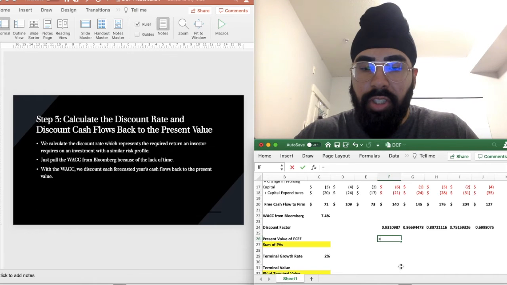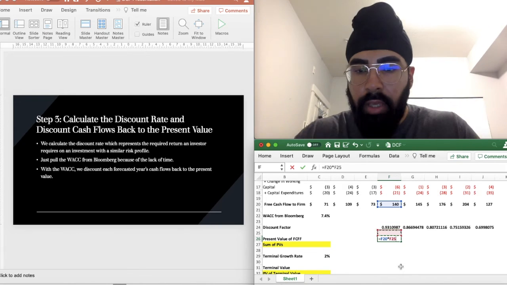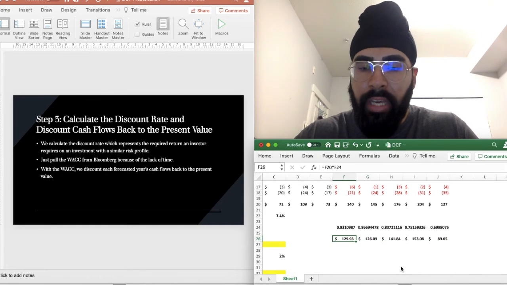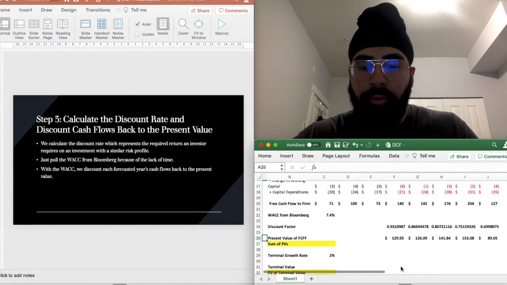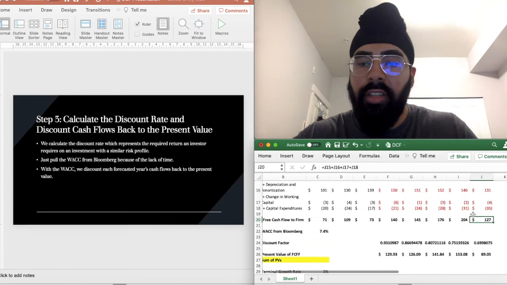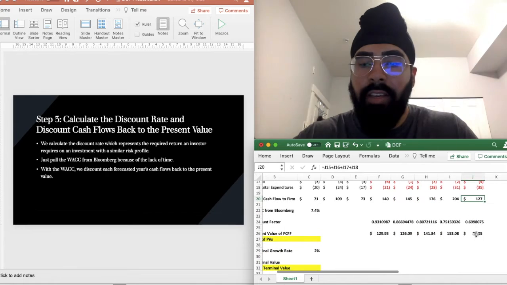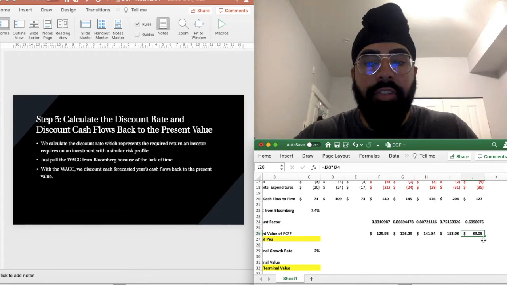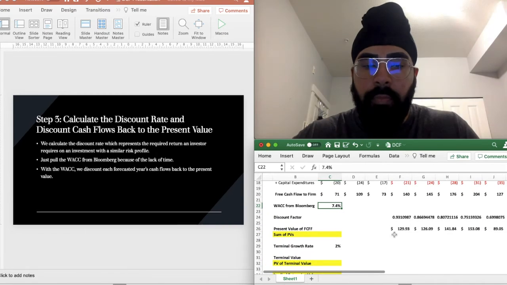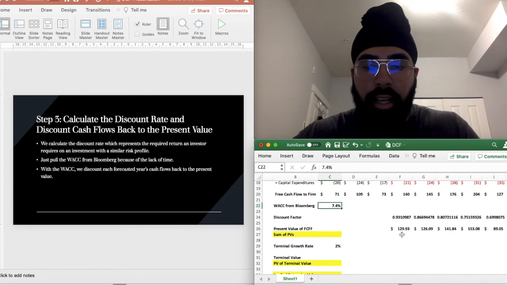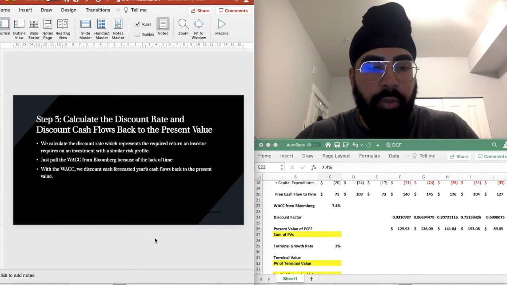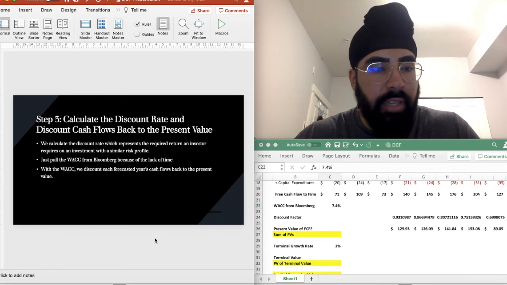And then what we do is we just multiply the free cash flow to firm for each year by the discount factor for that year. And there you go. We have our discounted free cash flow to firm. So this shows that this $127 million free cash flow to firm in 2025 is actually worth, in today's terms, about $89 million given this discount rate. So yeah, now we have the discount rate and we've calculated the present value of the free cash flows. So we will move on to the next step.